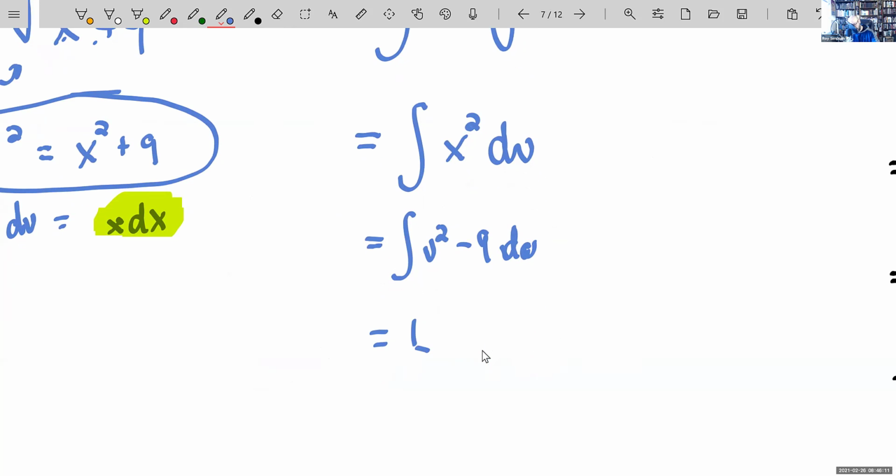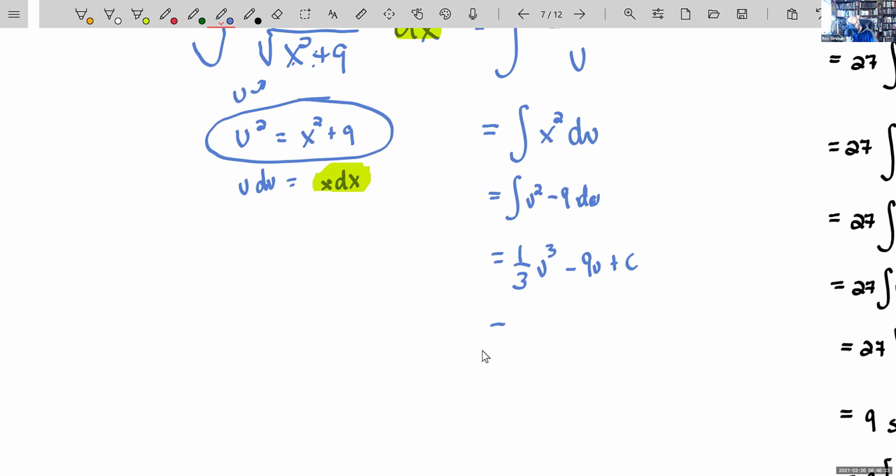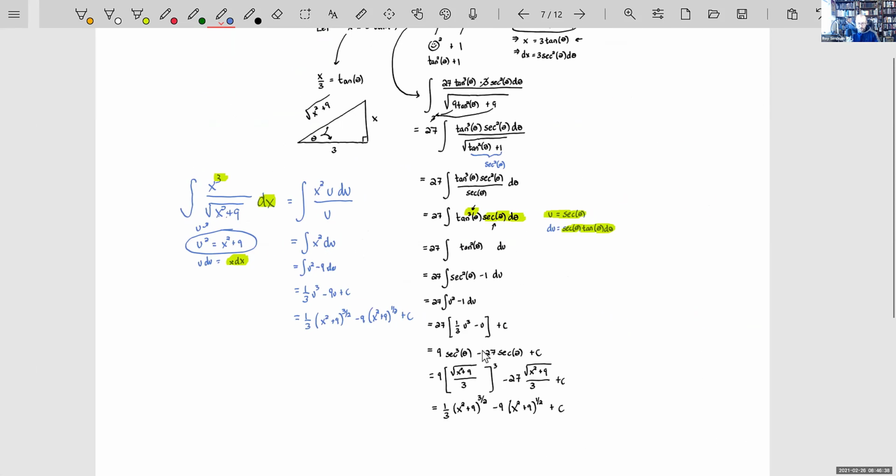And that would be 1/3 u cubed minus 9u plus c. And now I'll substitute back in what u was. U was the square root of x squared plus 9. So this will be 1/3 x squared plus 9 to the 3/2 minus 9 times x squared plus 9 to the 1/2 plus c. Now compare that amount of work to what we did.